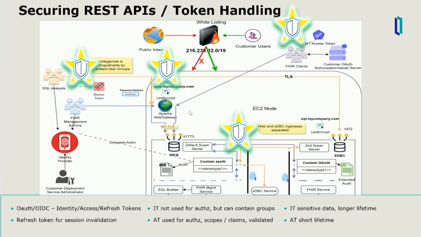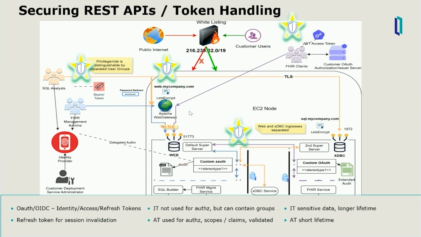The FHIR client, however, highlight shows strong authentication with OAuth using access tokens, which are intended for authorization, that have shorter lifetime and can leverage refresh tokens for automated refresh and can be invalidated.